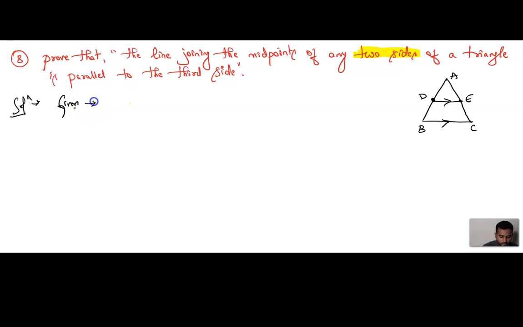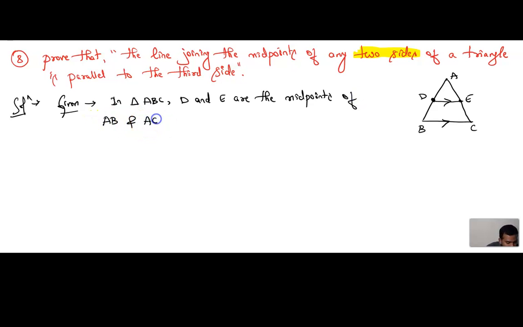What is given, children? In triangle ABC, we know that D and E are the midpoints of AB and AC respectively, such that AD is equal to DB and AE is equal to EC. Got it, children? Very good.